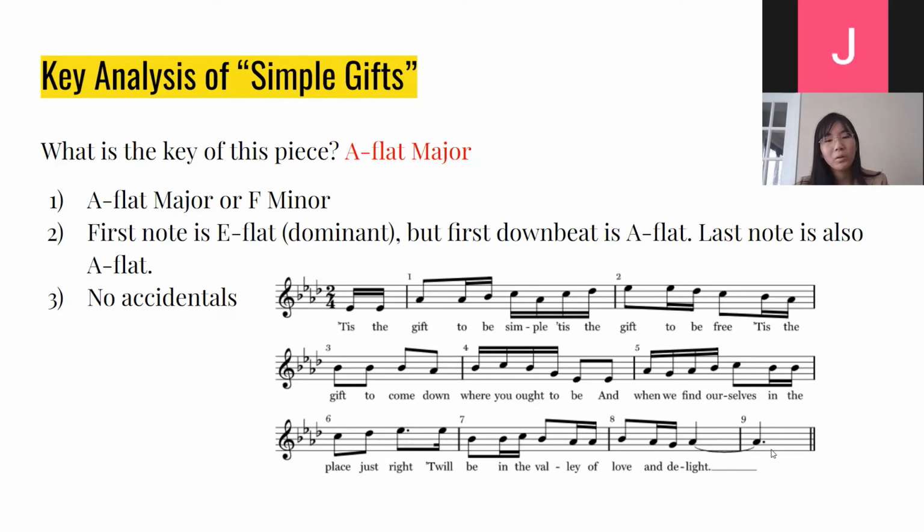So you can pretty much from there think that it's A flat major, but then let's see if there are any accidentals. So in this piece, there are no accidentals, which means if it was F minor, there would probably be an E natural. And in this case, there is no E natural. So you can tell that it's most likely A flat major.